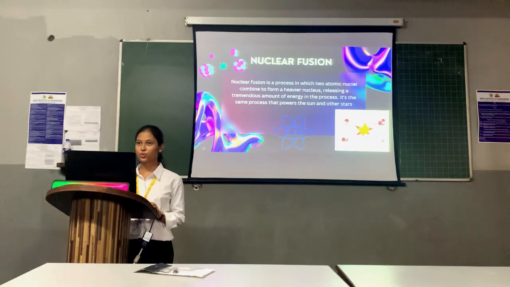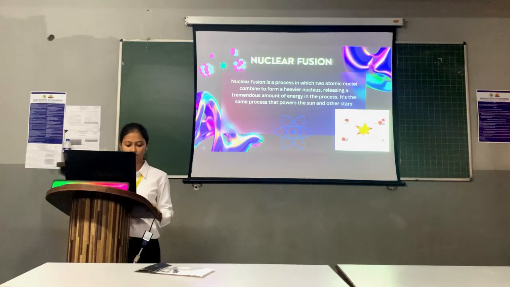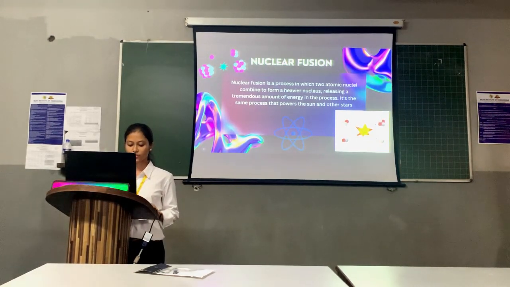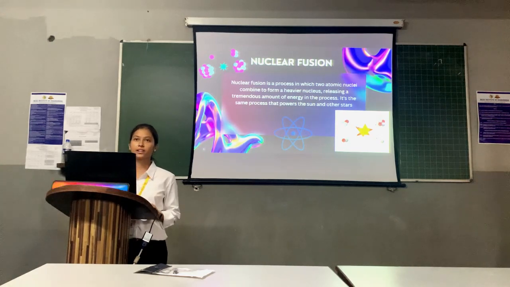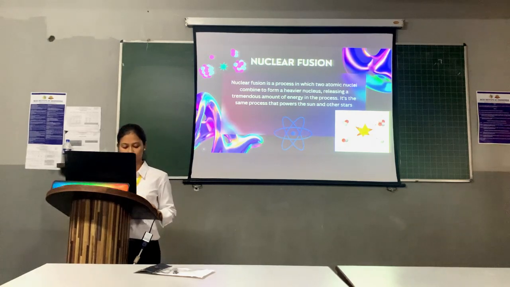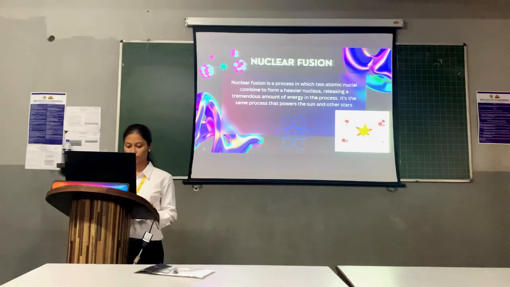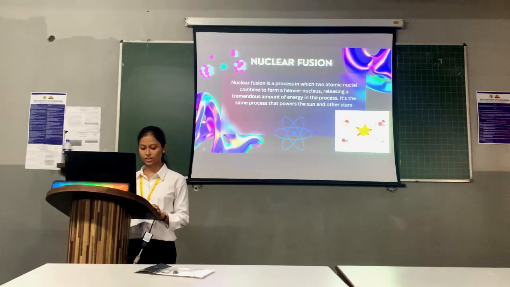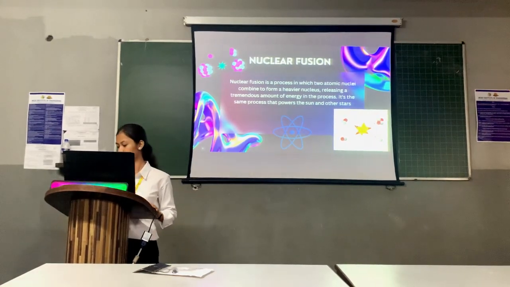Nuclear fusion is a process where 2 atomic nuclei combine to form a heavy nucleus, and it releases an abundant amount of energy, and this energy is used for generation of electricity. Scientists are working on developing controlled fusion reactions to produce practical energy with projects like ITER, International Thermonuclear Experimental Reactor, aiming to demonstrate the viability of nuclear fusion as a sustainable energy source. Now, we will watch a video related to the mechanism of nuclear fusion.